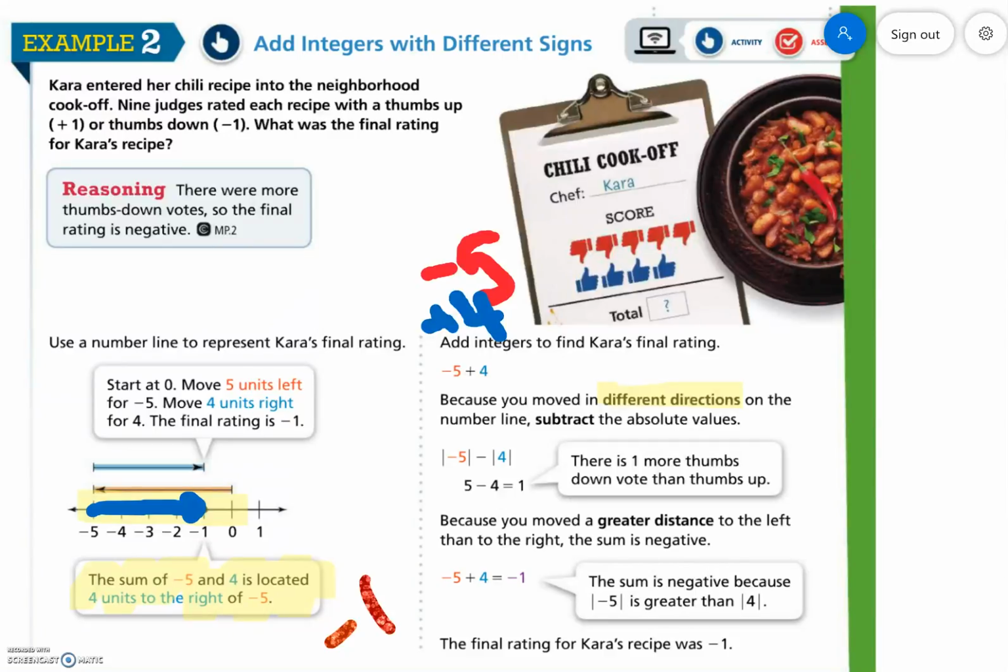So back on that first page, when we talked about just the absolute value of the numbers, 5 and 4, which number is bigger? The 5. And what sign does the 5 have? Positive or negative? Negative. So since the 5 is bigger and it is negative, the answer is going to be negative. Also, going back to talking about opposites, a positive and a negative will cancel each other out. So these thumbs will cancel out, these will cancel out, these will cancel out, and these will cancel out. Meaning we're only left with one red thumb, and we know red is negative. So the final rating for Kara's recipe was -1.